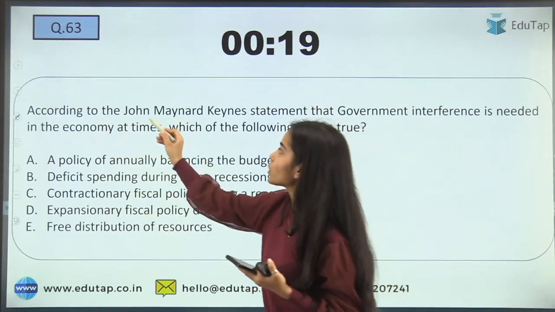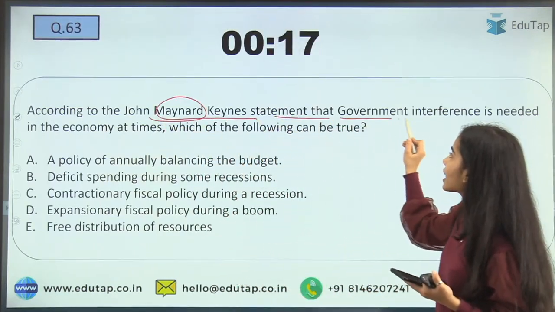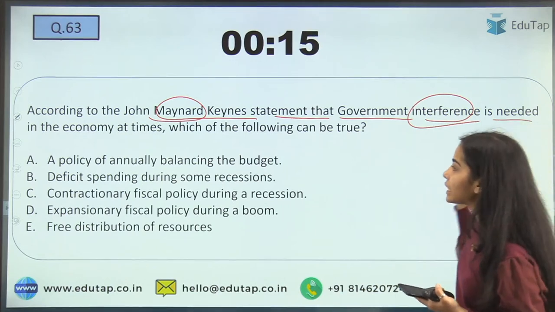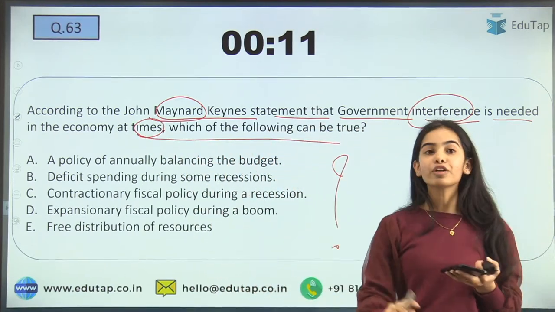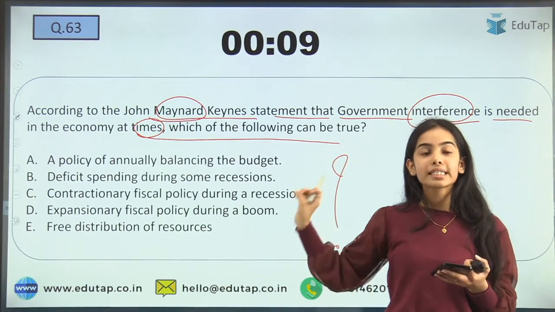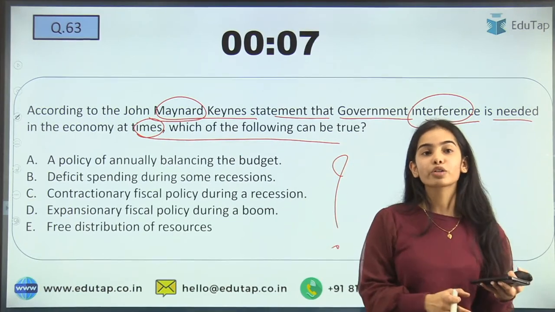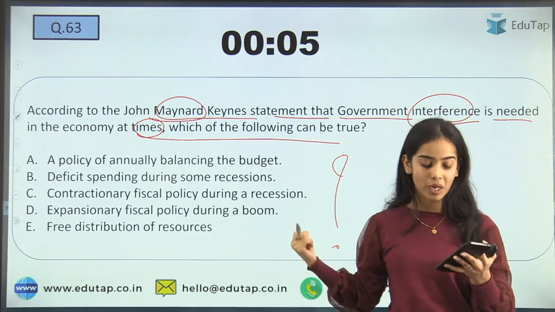So next is, according to John Maynard Keynes' statement that government interference is needed in the economy at times, which of the following can be true? Even if you do not know Keynes, this is a very simple question. If you know about the fiscal policy, you will easily be able to answer this question.